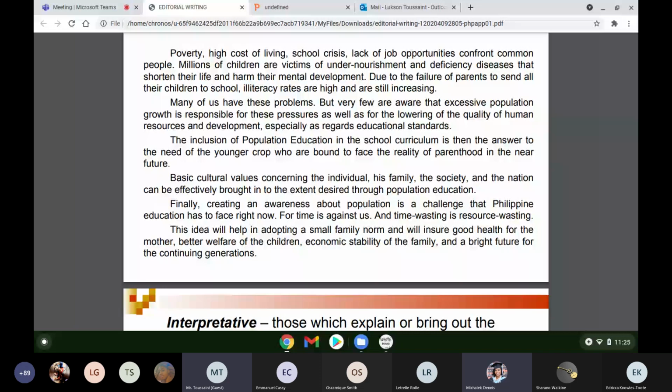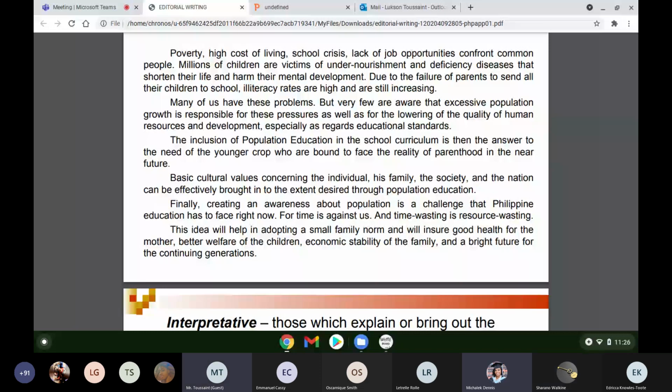Can anybody locate some words in the passage? What words give us the sense of seriousness? Okay, so Diage is saying the subject that the writer is talking about made her think it's serious. She's saying she's not too sure. Okay, all right. Students, if you think about it, it is serious because it's talking about poverty, high cost of living, schools crisis, lack of job opportunities, which confront common people. So all of these matters are serious.